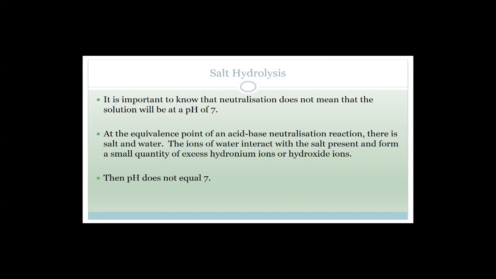At the equivalence point of an acid-base neutralization reaction, there's a salt and the water. And the ions of the water interact with the salt present and form a small quantity of excess hydronium ions or hydroxyl ions. And at that point, the pH does not equal 7. So if you have salt hydrolysis happening, in other words, an acid plus a base gives you salt plus water, but that salt, which is an ionic substance, dissolves in the water, then you'll end up with either an excess of hydronium ions or an excess of hydroxyl ions, depending on what the salt is. And then the pH does not equal 7, okay? So you need to understand that.